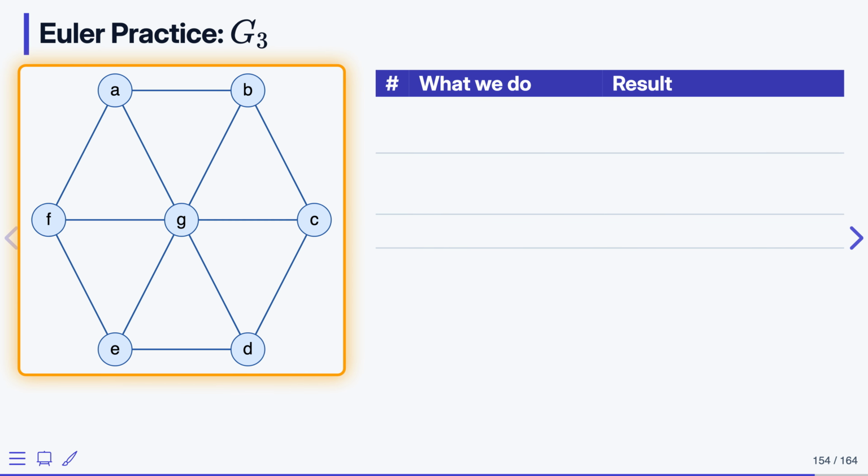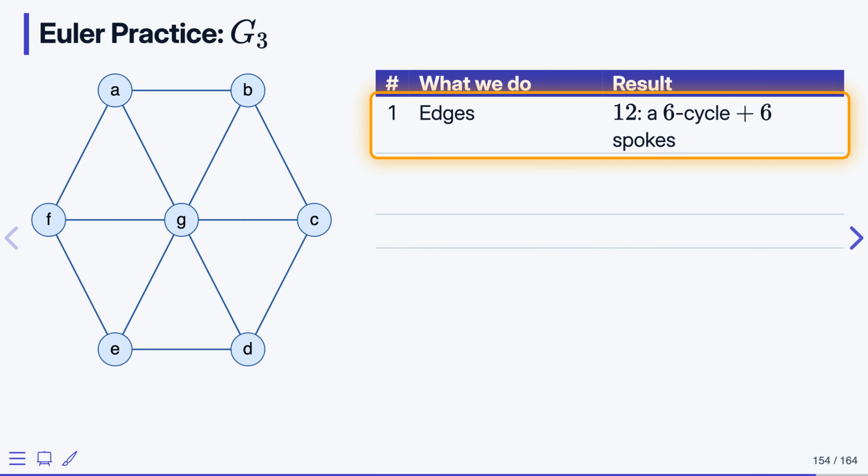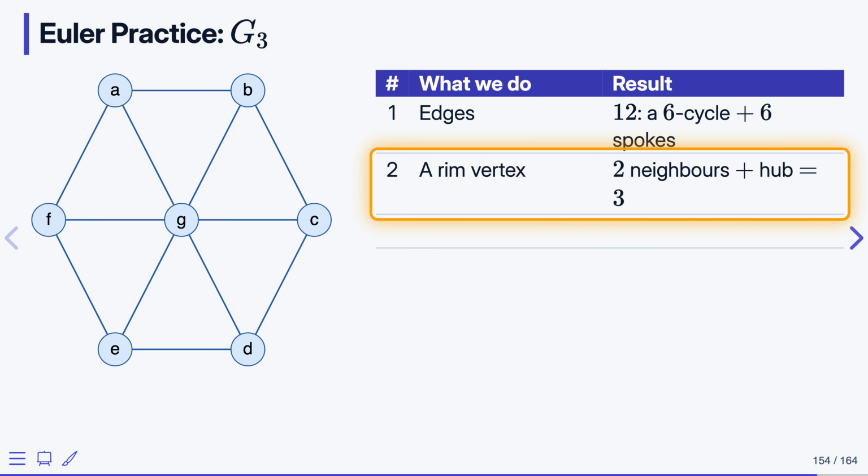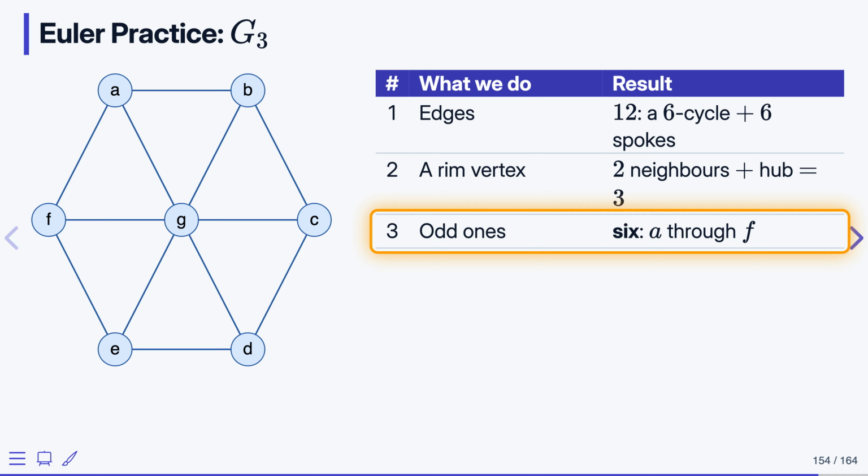Now the third graph. It is a wheel with 6 rim vertices. Step 1. Count the edges, 6 around the rim and 6 spokes to the hub, 12 in all. Step 2. Take any rim vertex. It has 2 neighbors on the rim plus the hub in the middle, so its degree is 3. Step 3. That is true for all 6 rim vertices, A through F, so 6 vertices have odd degree. The hub G has degree 6, which is even.